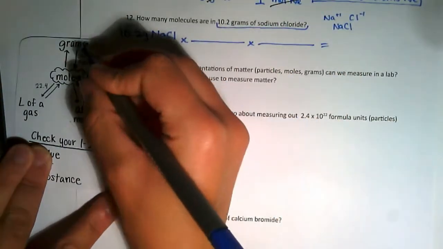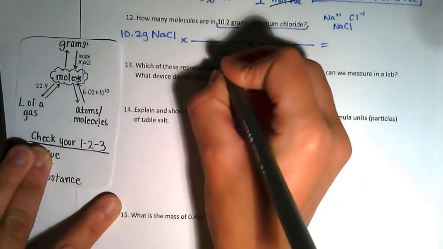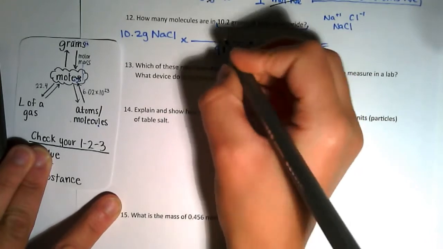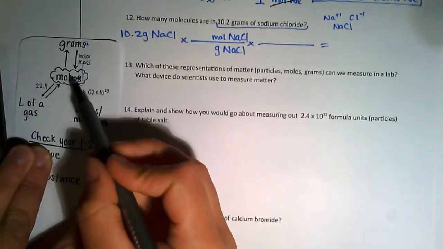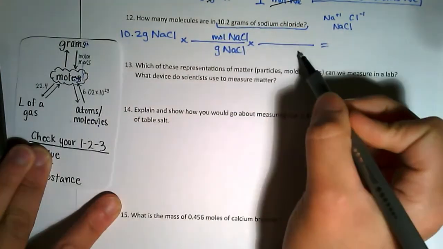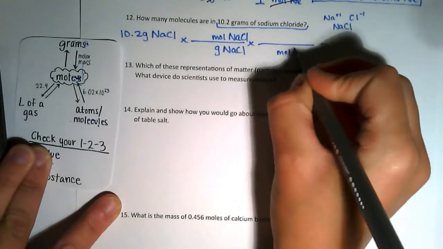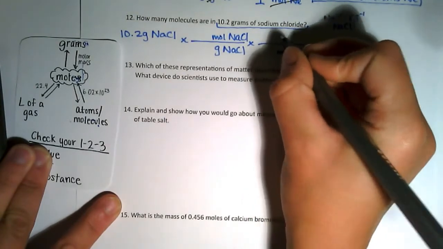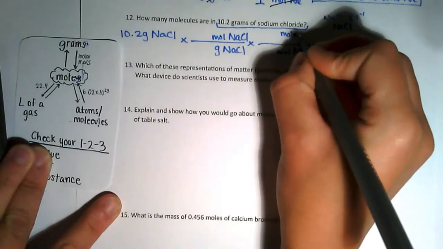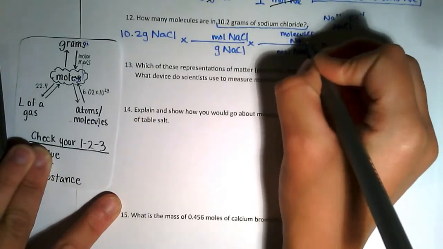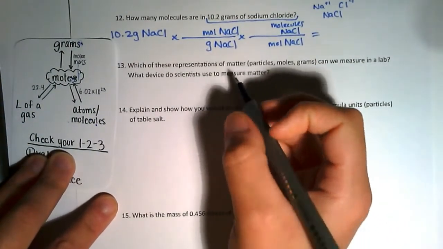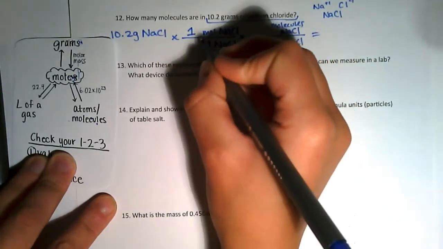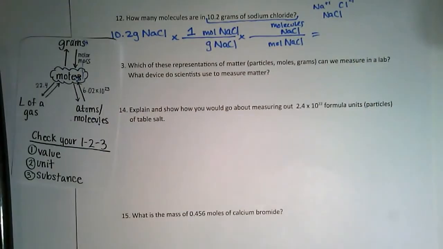First, we need grams of NaCl to cancel, and we need to go to moles. So grams of NaCl goes on bottom. Moles of NaCl goes on top. And then we need to go from moles into molecules. So moles of NaCl we need to cancel, and we need to go to molecules of NaCl on top. Now we need to fill in our numbers. So in every 1 mole of NaCl, there's some number of grams, and we need to add up the molar mass of Na and the molar mass of Cl.